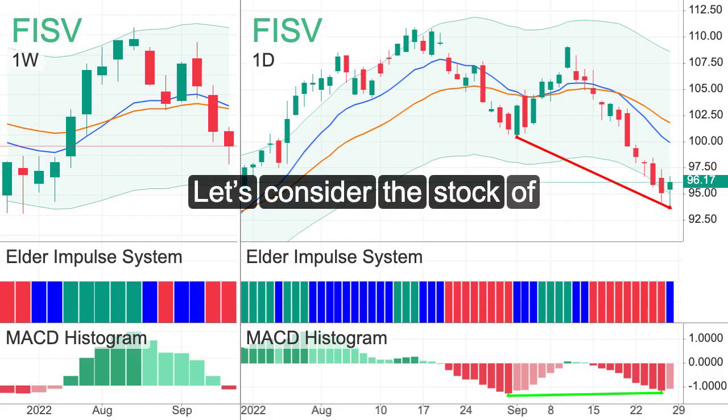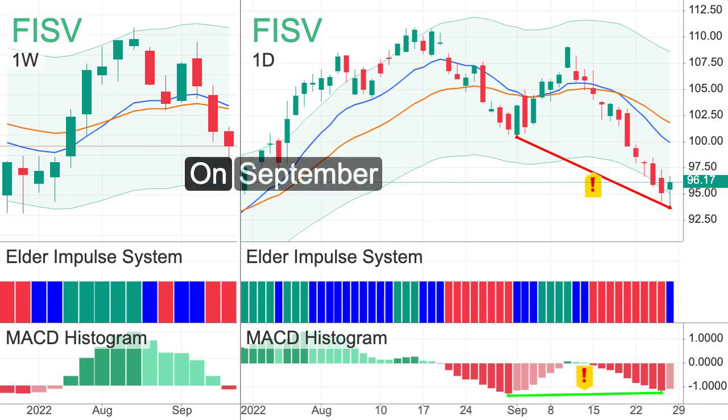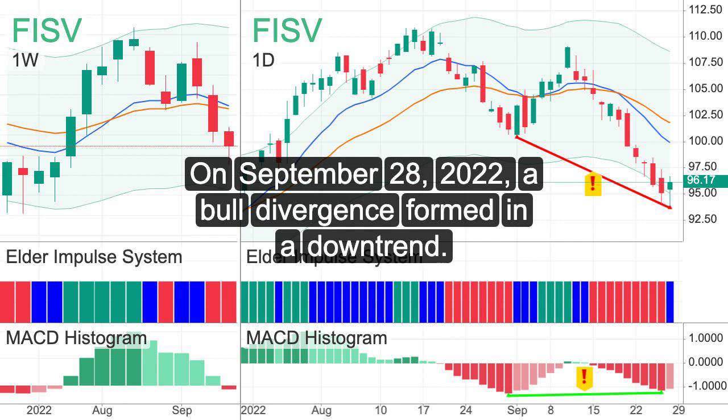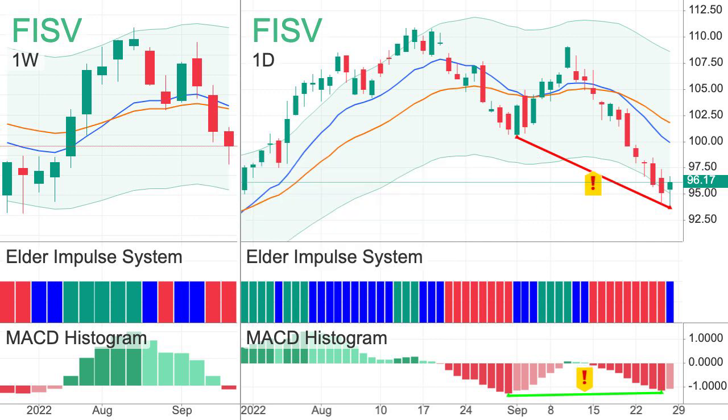Let's consider the stock of FISV Inc. On September 28, 2022, a bull divergence formed in a downtrend. This is a strong buy signal. There is a first light bar on the histogram. Are you ready to submit a buy order?